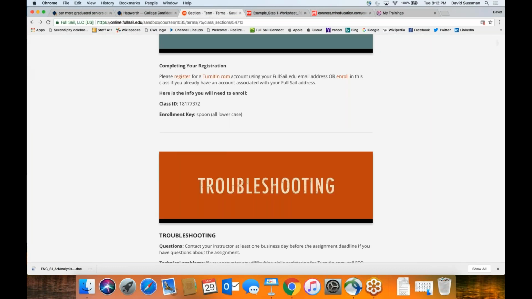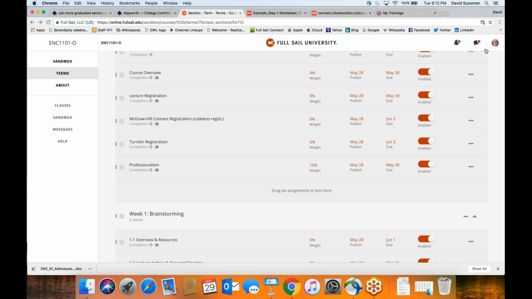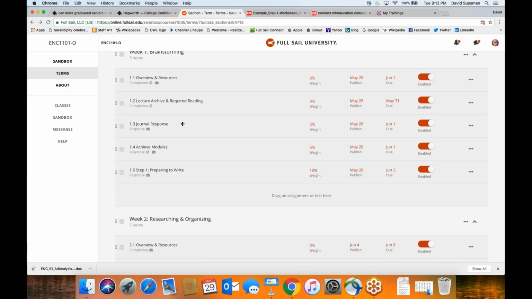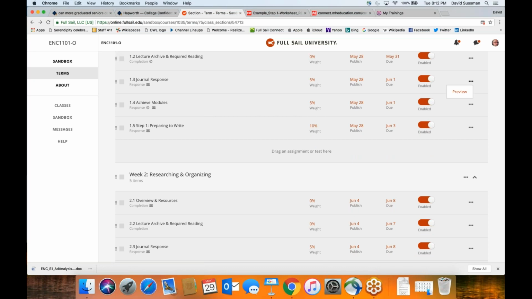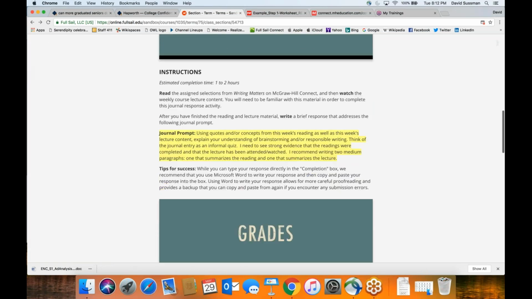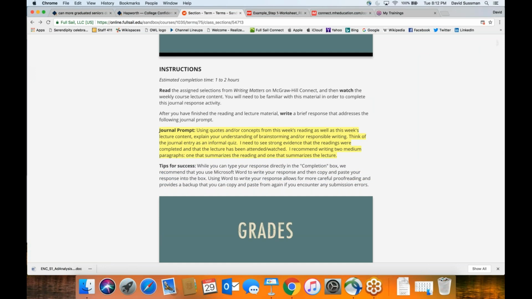Now, I forgot to mention, most of you are still here though. Okay, so you have these weekly journals. These are sort of like informal quizzes. You have one for every week. And as you can see in the instructions, I even have it highlighted: using quotes and or concepts from the week's reading as well as the lecture, explain your understanding of brainstorming and or responsible writing. Responsible writing you'll learn about in the reading.